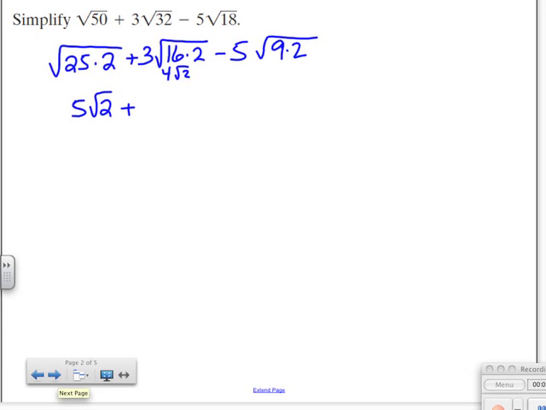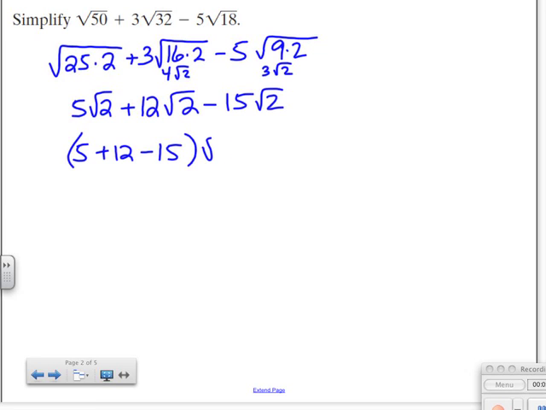And so I'm going to take 3 times 4, which gives me 12 square root 2. The square root of 9 is 3. Still have the square root of 2. And now I multiply 5 times 3, so minus 15 square root 2. The way the book has you look at this is to use the distributive property backwards. Since these all have the same index and the same radicand, the square root of 2, really it's 5 plus 12 minus 15, all times the square root of 2. So you take 5 plus 12, which is 17, minus the 15, so I end up with 2 square root 2.